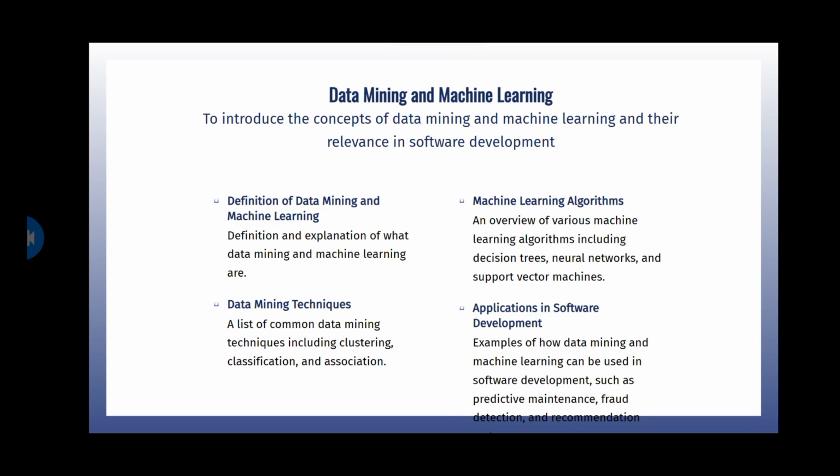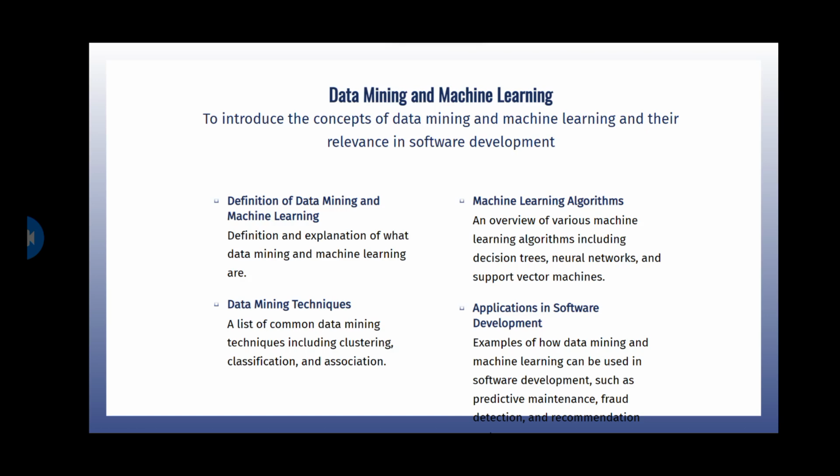First, let us define data mining and machine learning: a definition and explanation of what data mining and machine learning are. Next, data mining techniques. A list of common data mining techniques including clustering, classification, and association. These are the common methods which we use in data mining. Next, going to advanced concepts, comes machine learning algorithms. An overview of various machine learning algorithms including decision trees, neural networks, and support vector machines.